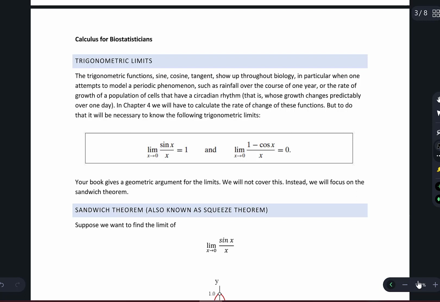Now, the trigonometric functions, sine, cosine, and tangent, do show up throughout biology. In particular, when someone attempts to model a periodic phenomenon such as rainfall over the course of a year, or the rate of growth of a population of cells that have a circadian rhythm, that's one where the growth changes predictably over a day. And so we might want to look at the rate of change of those functions. But to do that, there are a couple of different trigonometric limits that we do need, and so we'll need these later on in the future.